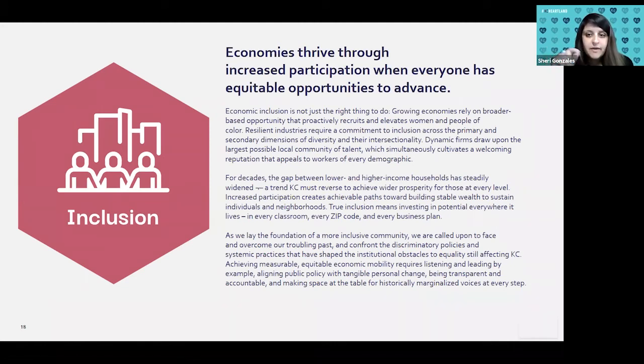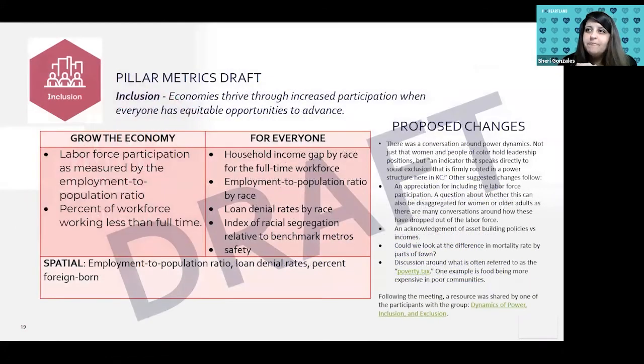So the question is about metrics and how do we decide? If you go to the next slide, that data team looked at the words and said, okay, how might we measure progress toward this in the grow the economy for everyone categories that we have throughout our metrics framework? And then we took those ideas out into the community and we asked, does this make any sense at all, right?